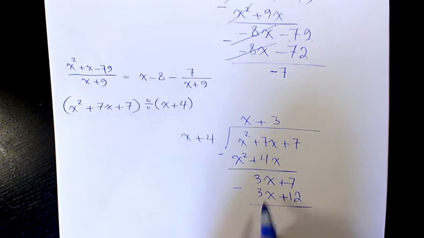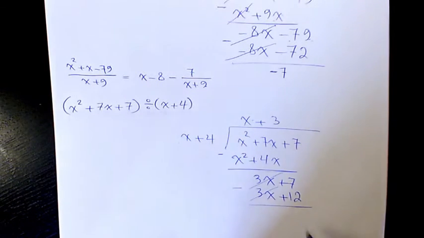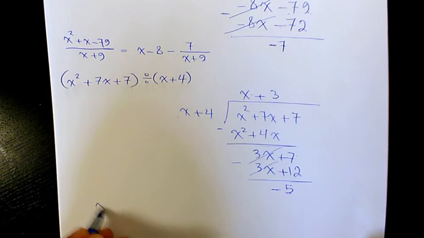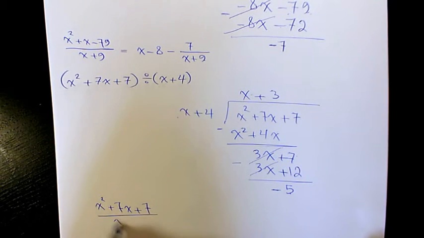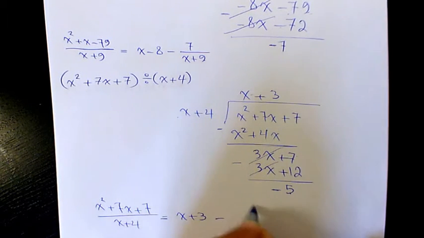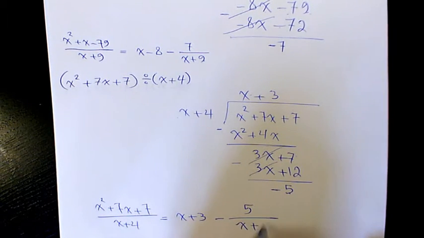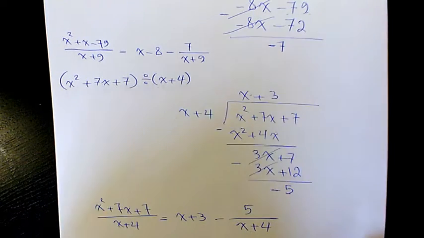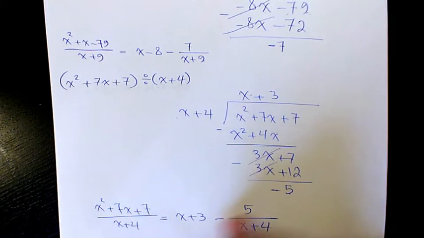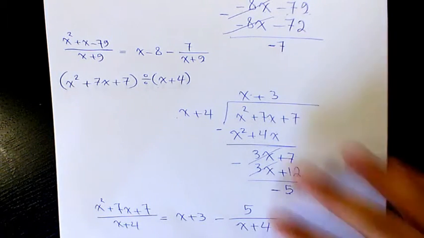When you subtract it, 3x and 3x cancel out. 7 minus 12 is going to be negative 5. So you have x squared plus 7x plus 7 divided by x plus 4. That will be x plus 3 minus 5 over x plus 4. That's the final answer. Dividend divided by divisor is going to be quotient plus remainder.